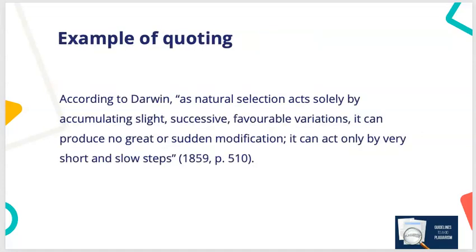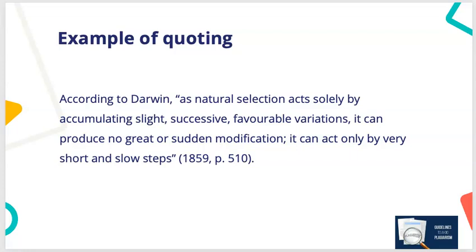Examples of quoting can be like, according to Darwin, natural selection acts solely by accumulating slight successive favorable variations. It can produce no great or sudden modification. It can act only by very short and slow steps. So here we are mentioning the year and page number because we have already mentioned the author named Darwin.